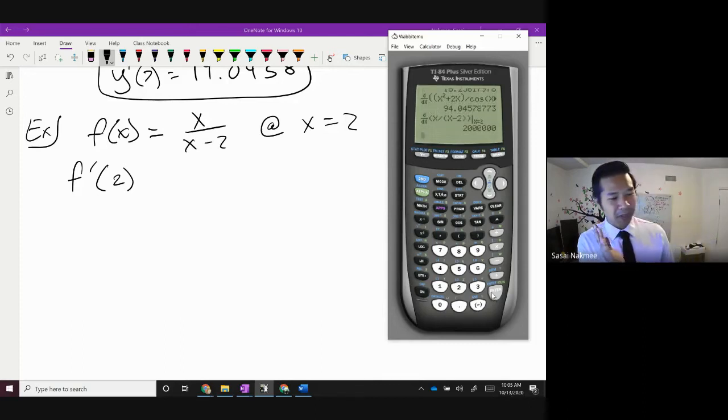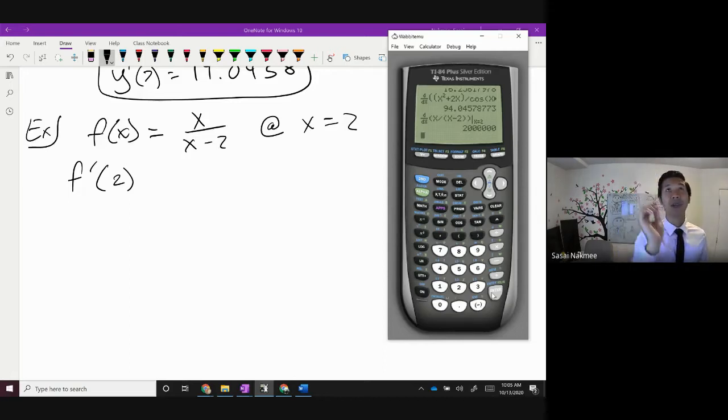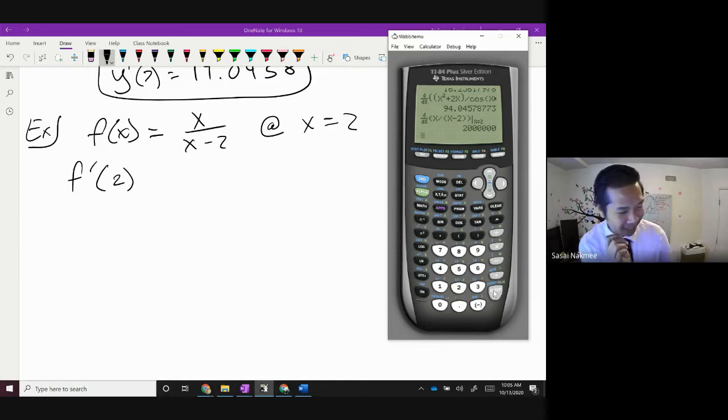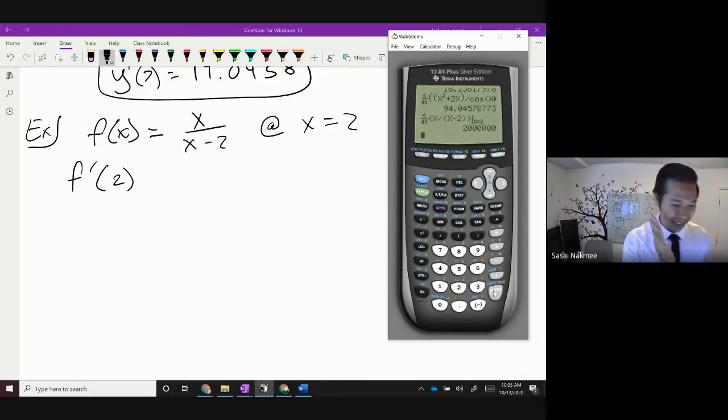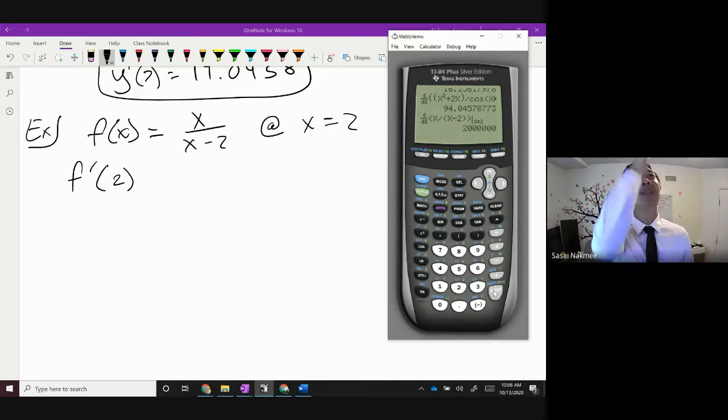Our slope is, what does that say? 2,000,000, 2 million. The tangent line has a slope of 2 million. It goes up 2 million and then over 1. Degrees, not radians. Oh wait, that's from before. But yeah, doesn't that seem a little odd to you? The slope of the tangent line right there is 2 million.